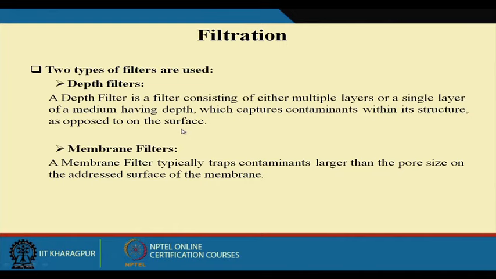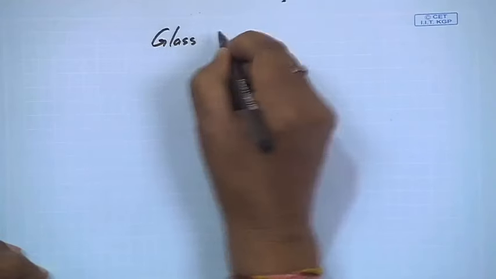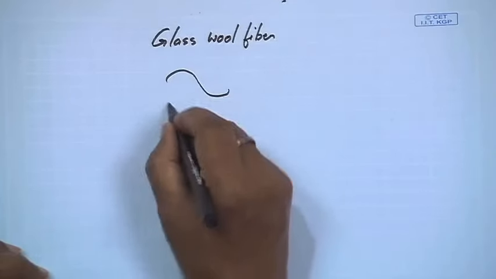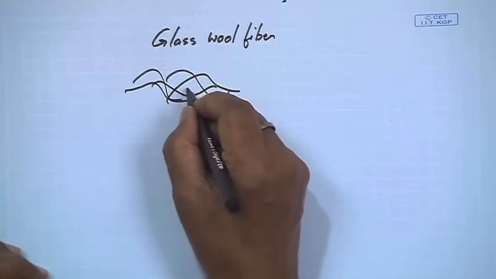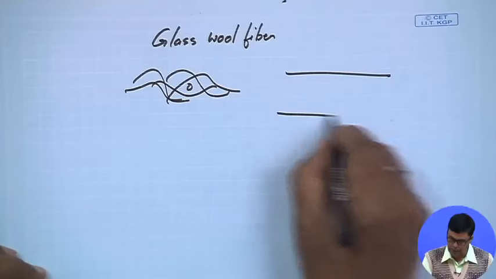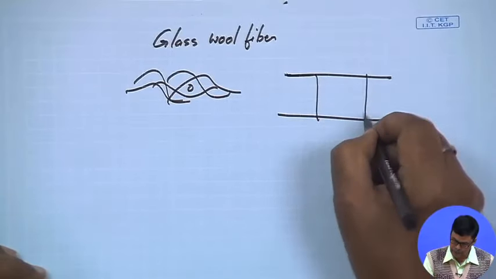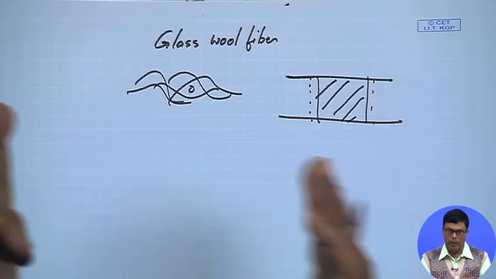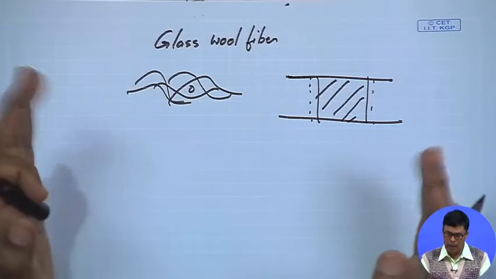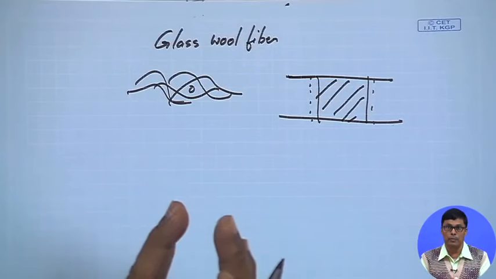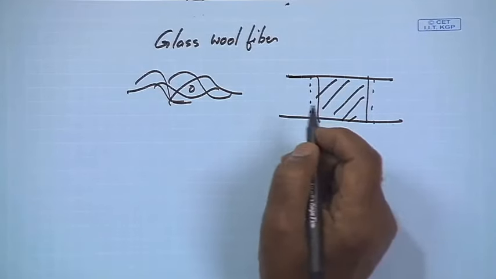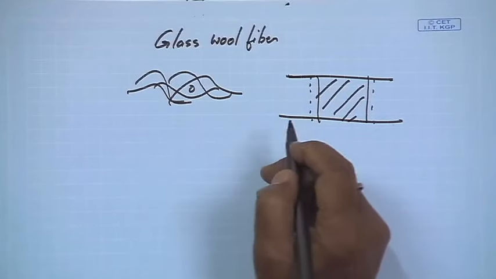Let me give a very simple example. Suppose I tell you glass wool fiber. Now glass wool fiber looks like this. We put some kind of mesh here, and this is the glass wool fiber. We can compress it, we can uncompress it also. If you compress it, your pore size will be minimum, and if uncompressed, the pore size will be more.